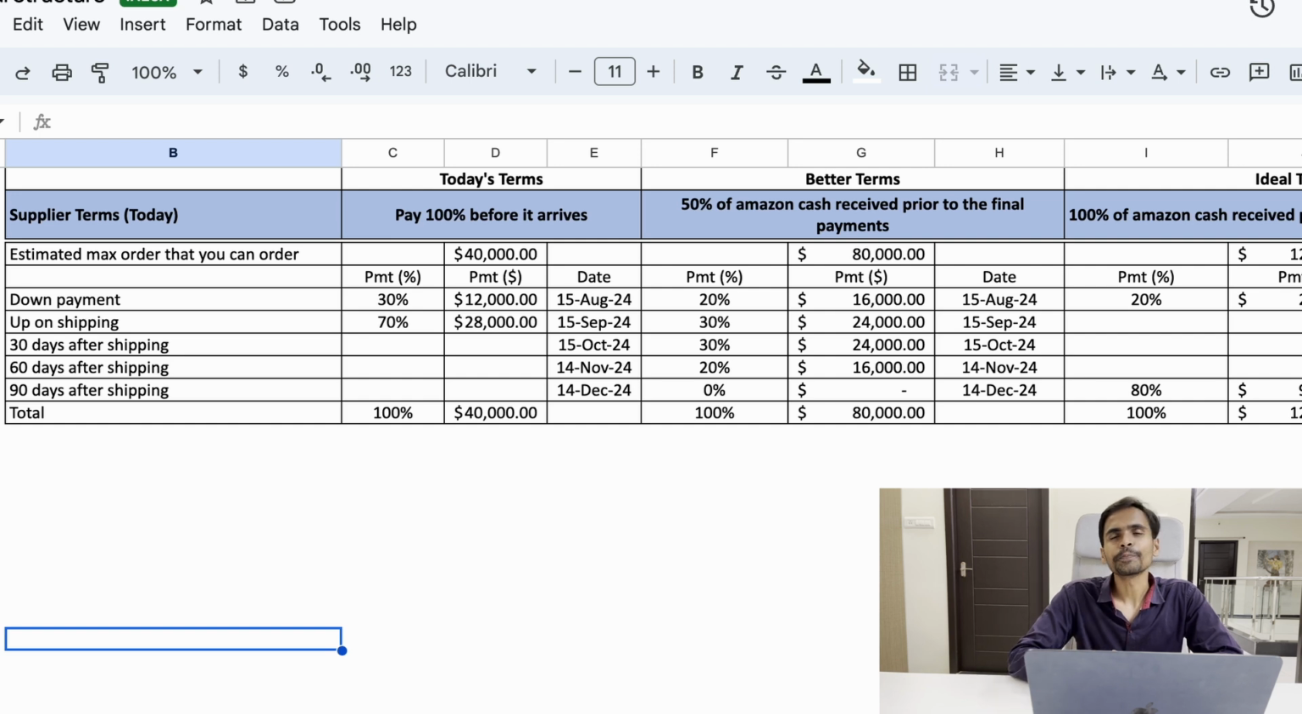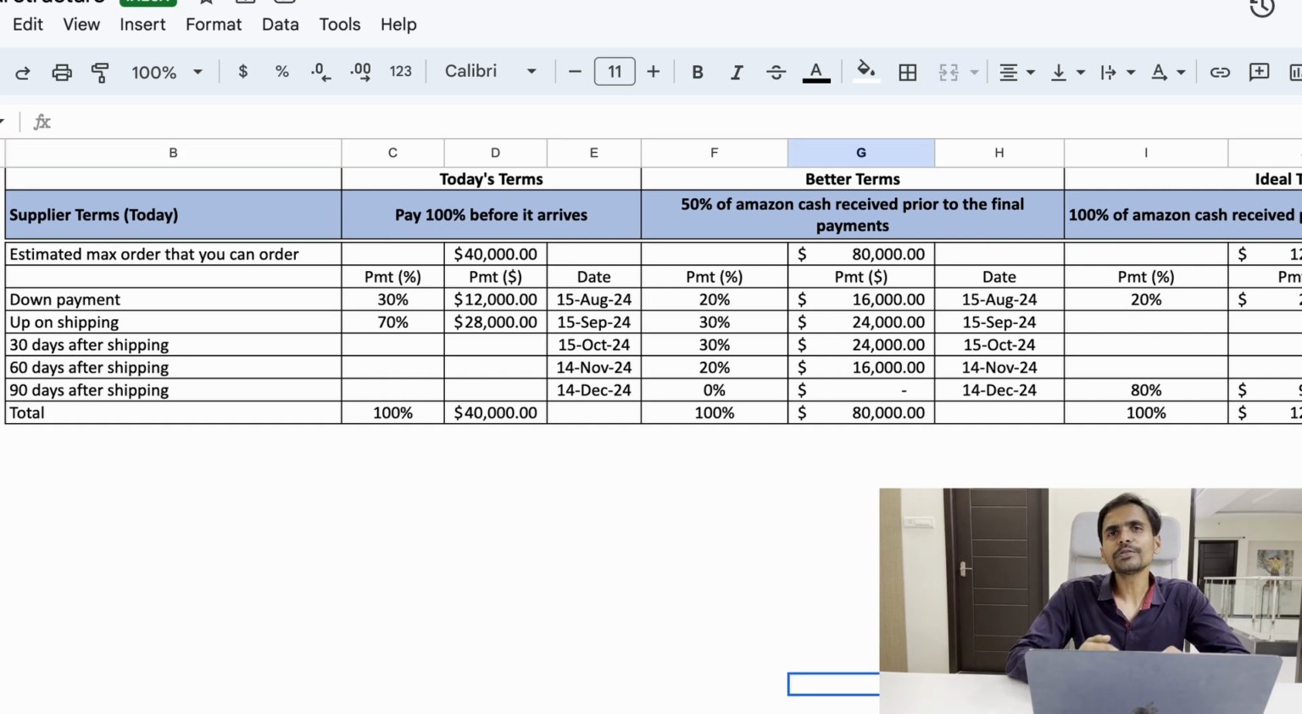But here is the thing, as you build a positive working relationship with your factory, you need to tweak your payment terms. Initially, you may start with a 30-70 split, but over a period of time, this ratio should change in such a way that you're partnering with your supplier and making your supplier finance the cost of your inventory.